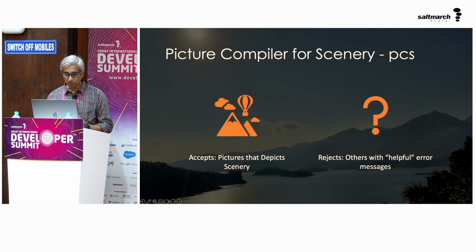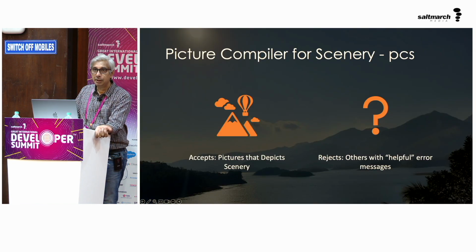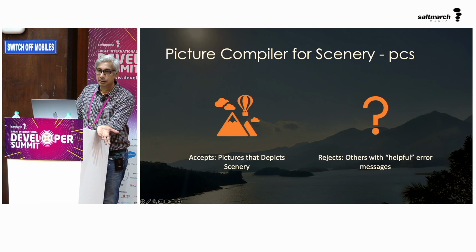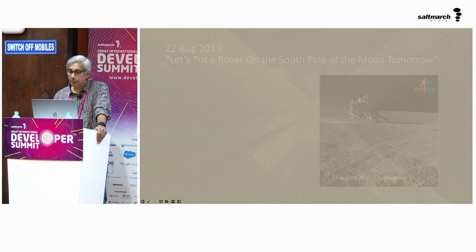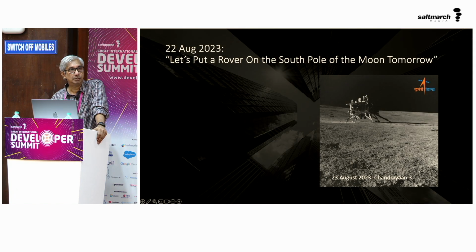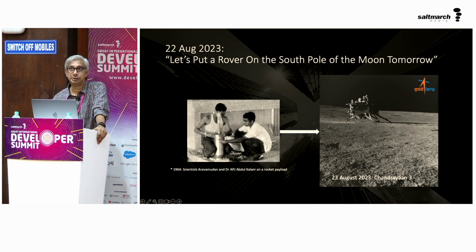So what does the compiler do? It accepts a picture, or it rejects a picture with some helpful error message. So when we say we need to analyze such a complex picture, it's as if we are saying, on 22nd August 2023, that we have to put a rover on the moon. But we know that it's not possible in one day. So it was a long journey.